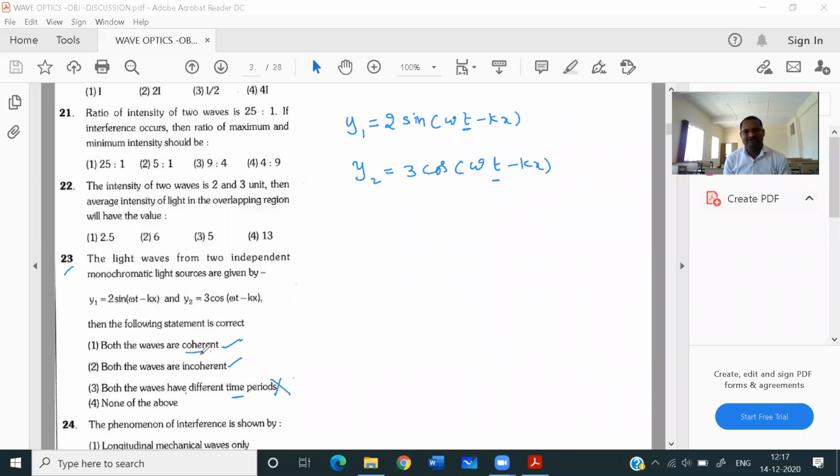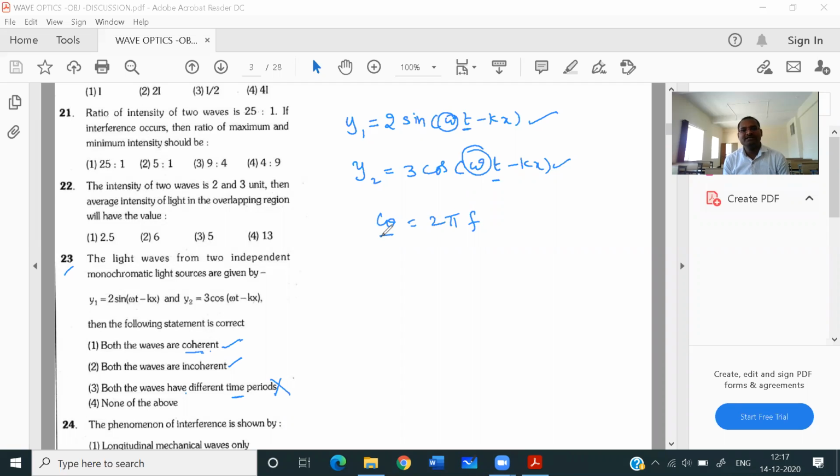Next, they have given coherent sources. What is the meaning of coherent sources? Coherent sources are nothing but two sources which have the same frequency or same wavelength of light. Correct? Can you say these two are coherent sources just by seeing these equations? You can't say anything until you know about these omegas, because omega is equal to 2 pi f.